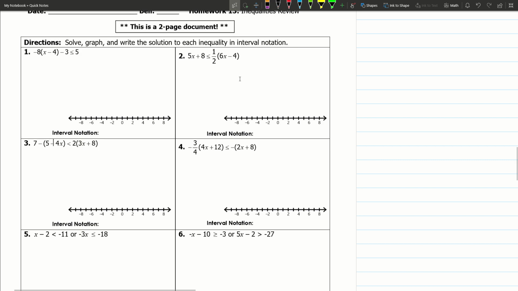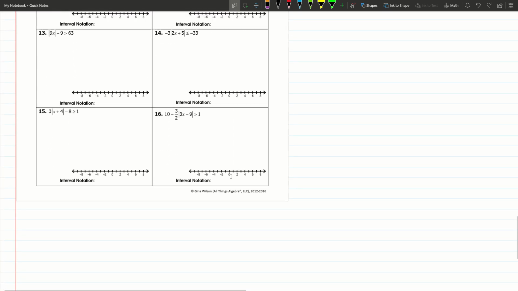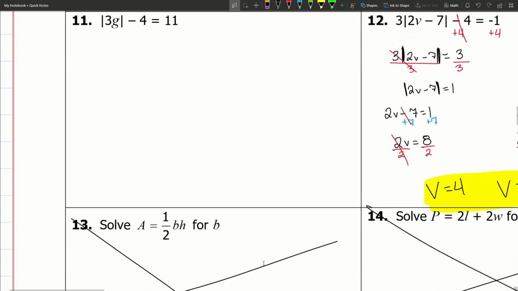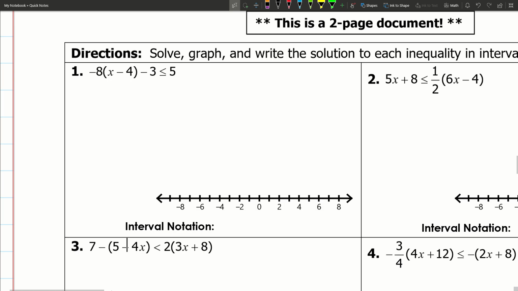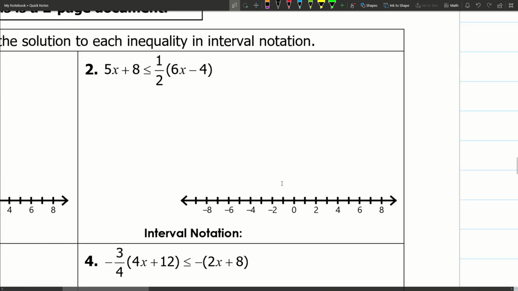I'm going to do number 1. I'm not going to do number 2. Or I'm going to do number 2, not number 1. I'm probably going to do most of the even problems. The even problems tend to be the hard ones on this. So we will start off with number 2.